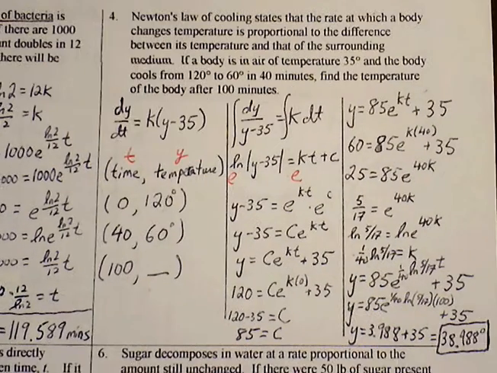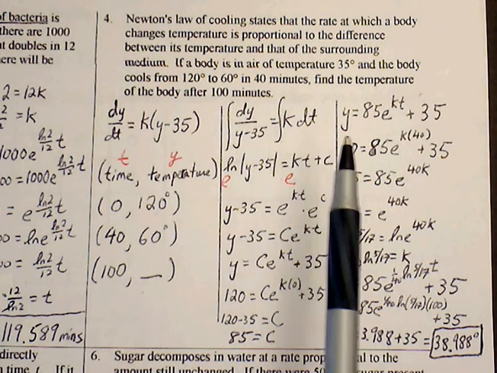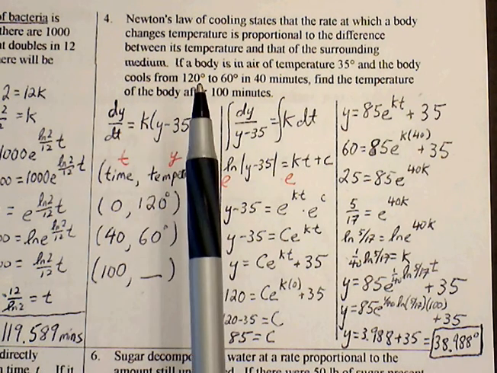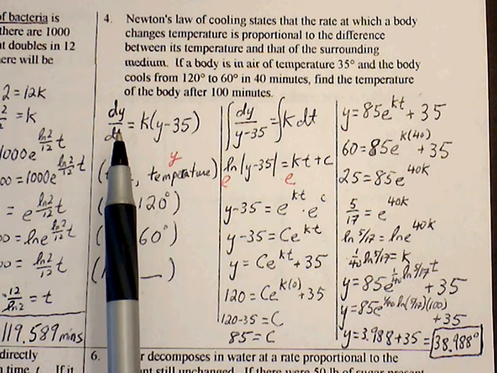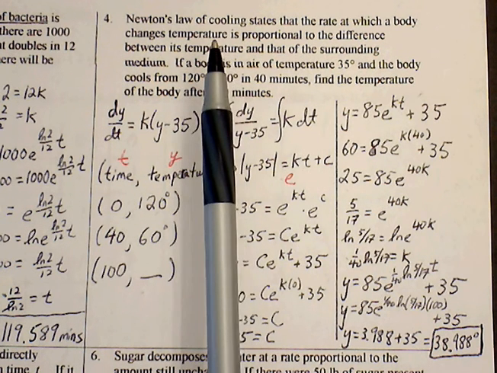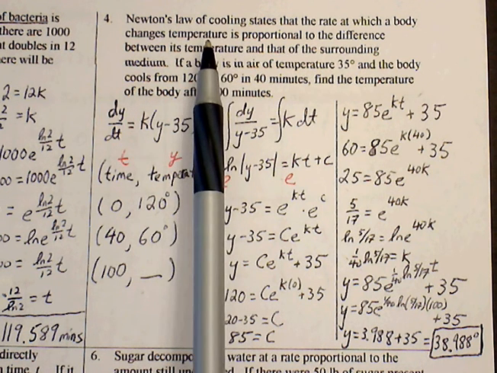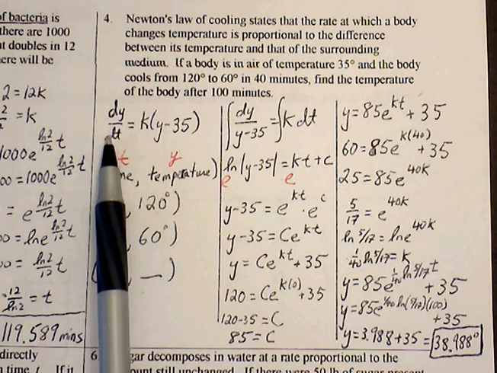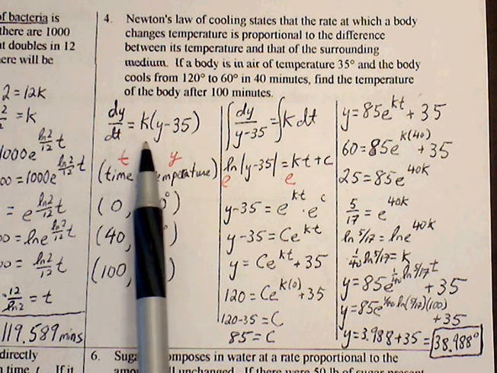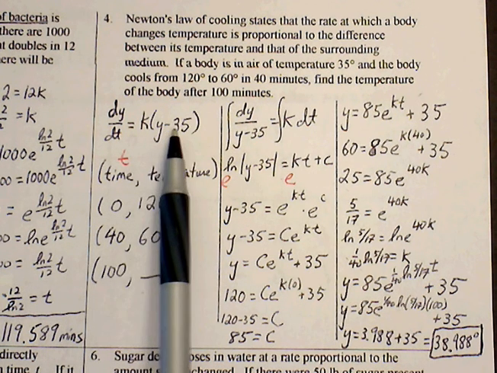All right, let's look at number 4. Newton's law of cooling states that the rate at which the body changes temperature is proportional to the difference between this temperature and that of the surrounding medium. So the formula is the rate at which the body changes temperature, and temperature is represented by y, so I'm going to use dy over dt to represent the change in temperature, is proportional, so y equals kx, to the difference between the temperature and that of the surrounding medium.